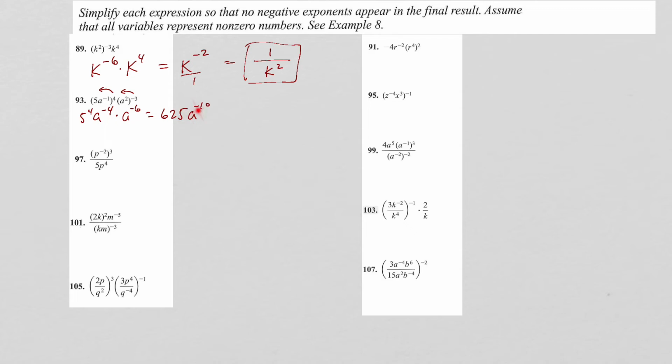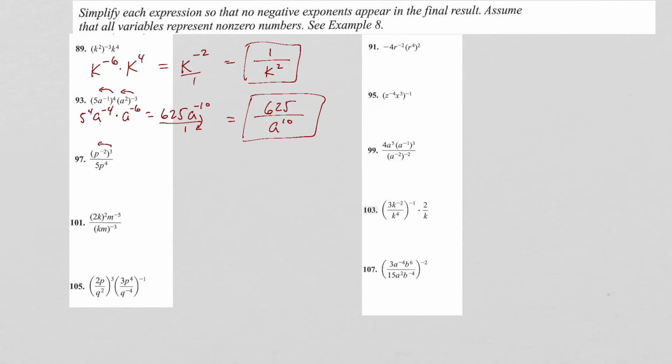Well, this is not allowed. It has a negative exponent. This does not have a negative exponent, so it stays up on top of the fraction. Remember, there's like an imaginary fraction. And we're moving that factor down, so we're going to end up with 625 over a to the 10.